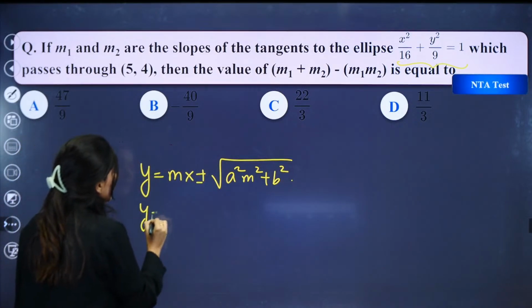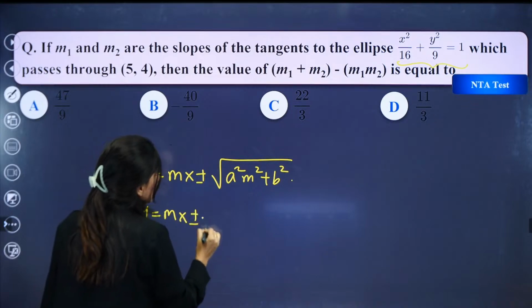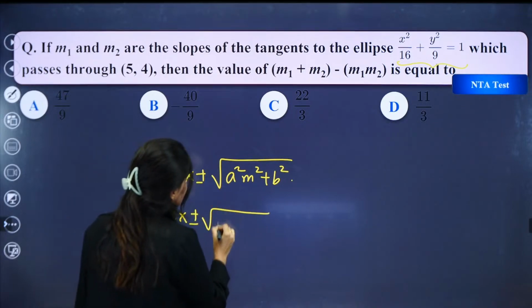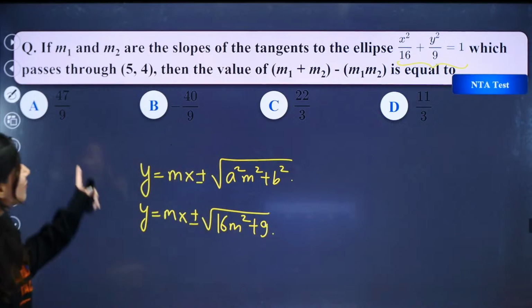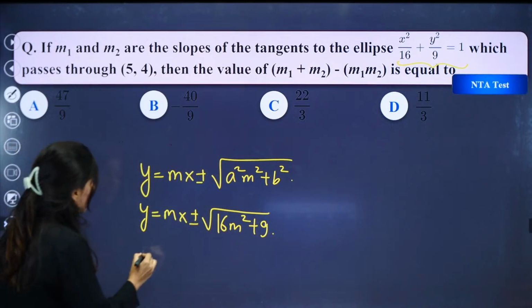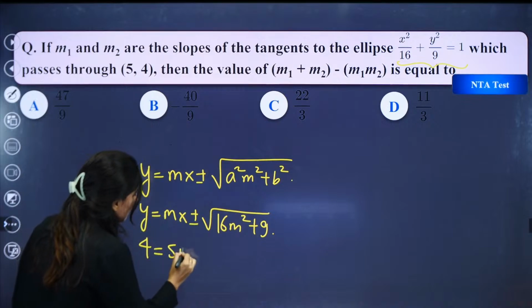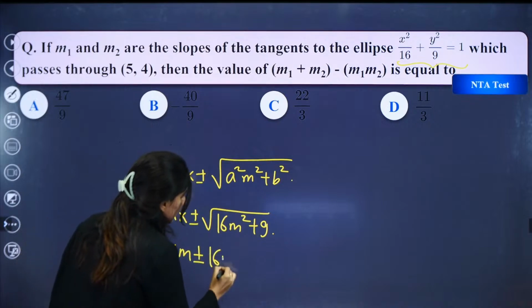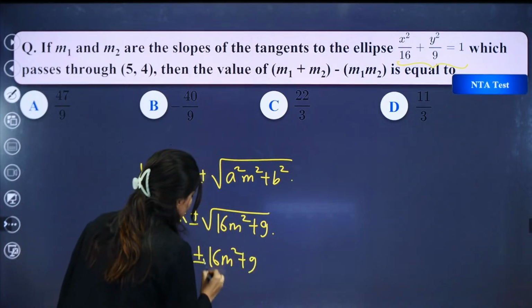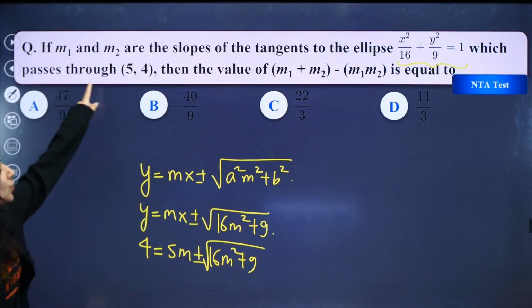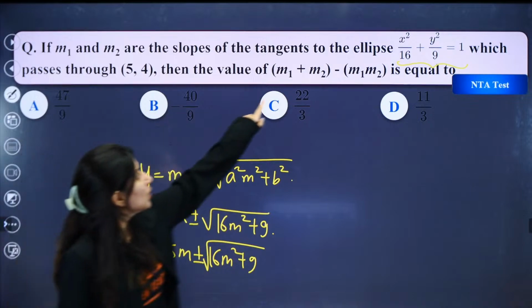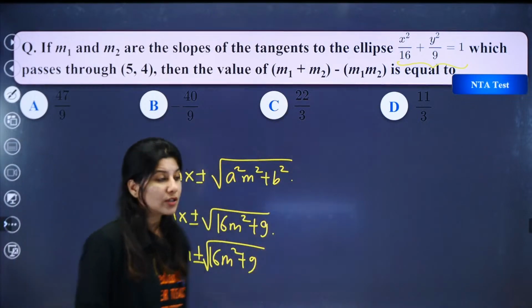So y is equal to mx plus minus the square root of 16m square plus 9, where a square is 16. Now (5, 4) has to satisfy this. So 4 is equal to 5m plus minus the root of 16m square plus 9. Now this is a quadratic equation in m whose roots are m1 and m2.